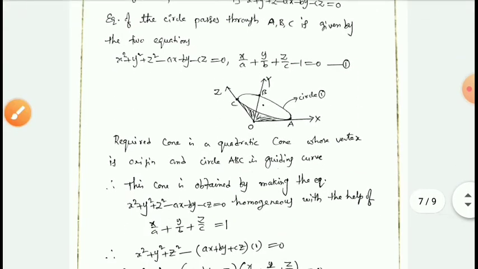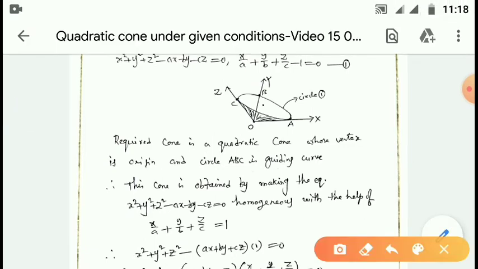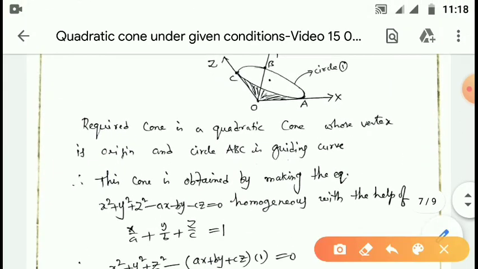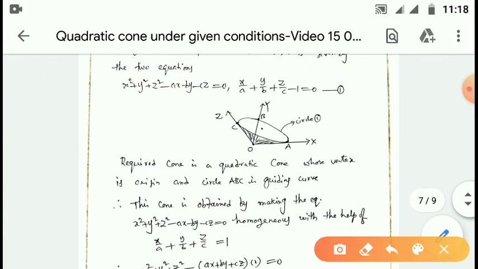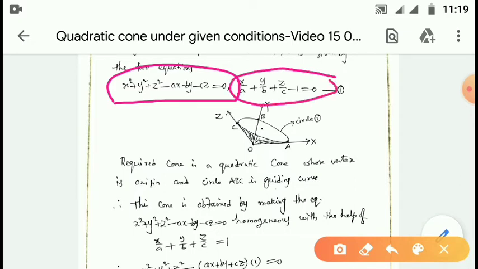Therefore, the required cone is a quadratic cone, because its vertex is origin and the circle ABC is the guiding curve of this cone. Quadratic cone means a second degree homogeneous equation. Therefore, to find the equation of the cone, we have to convert this equation into homogeneous form with the help of the equation of the plane.